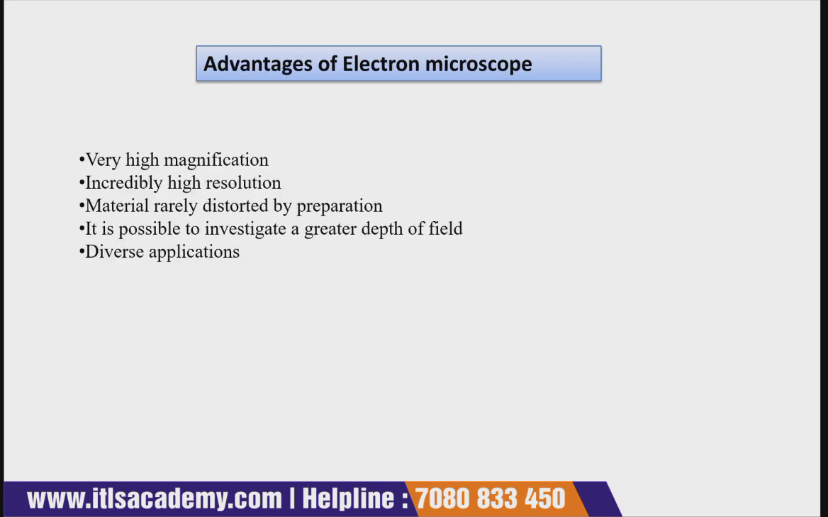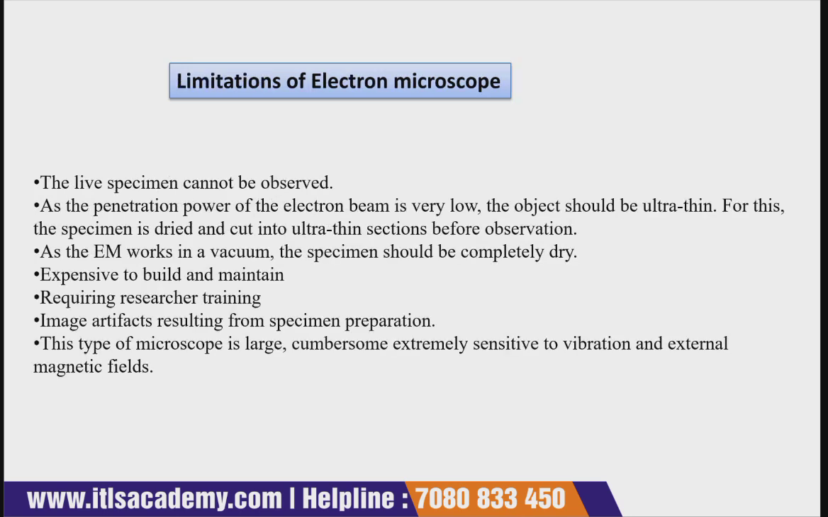Now let's quickly understand the advantages of the electron microscope. This type of microscope has a very high magnification. It has incredible high resolution power. With material assortment and preparation, it is possible to investigate a greater depth of field. It has diverse applications.